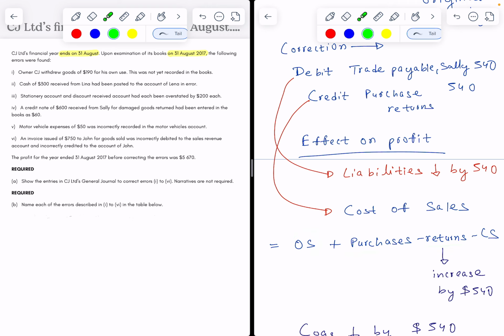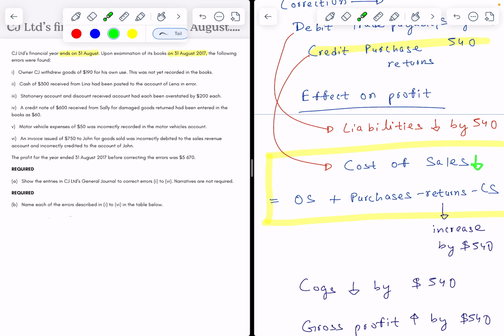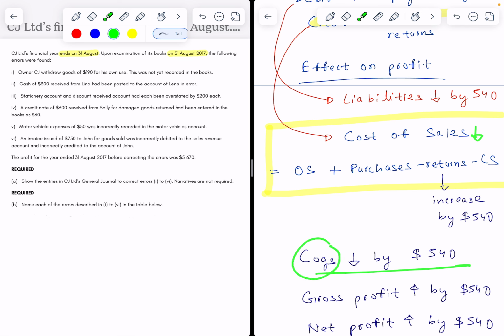So based on the correction which we have just done, where we credited the purchase returns by $540, this means we are increasing our purchase returns or return outwards by $540. That means within this equation, for finding the cost of goods sold, our returns are going up, right? So if our returns are going up by $540, we can clearly see that returns are being subtracted, which means we will end up subtracting more, right? That would result ultimately in a reduction of the cost of goods sold amount by $540, okay? So COGS here refers to cost of goods sold in short.